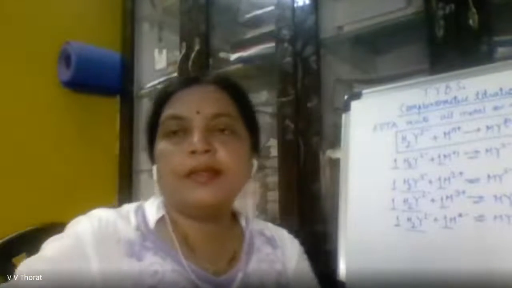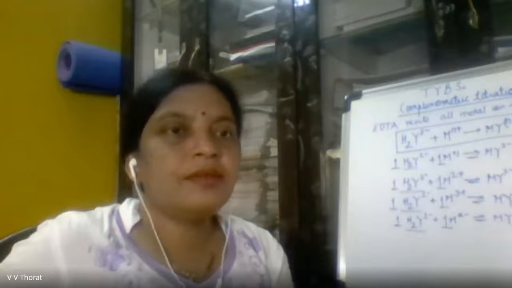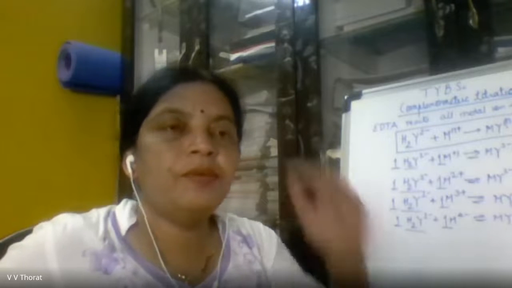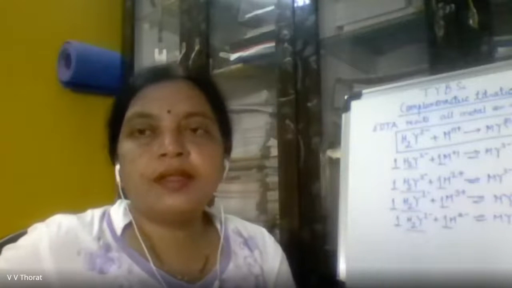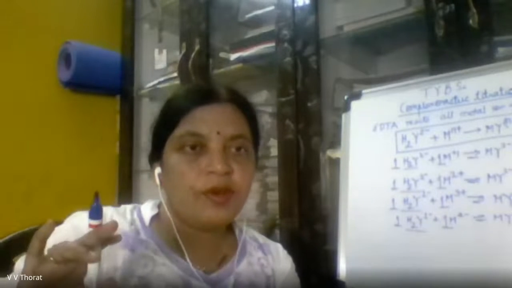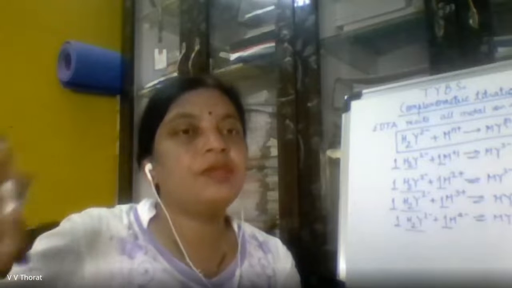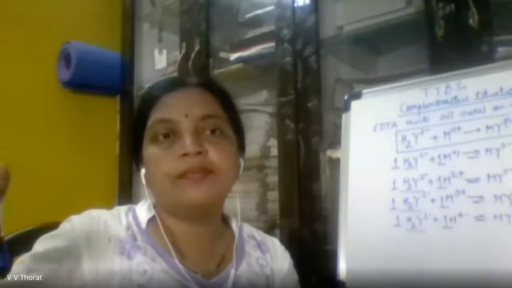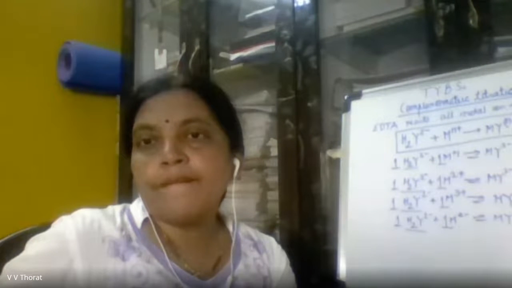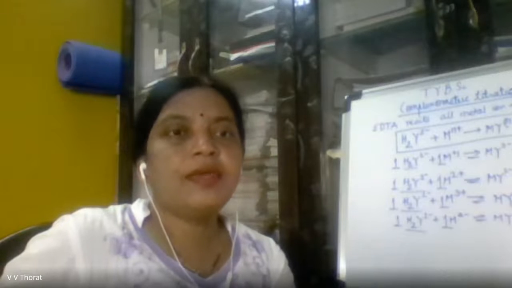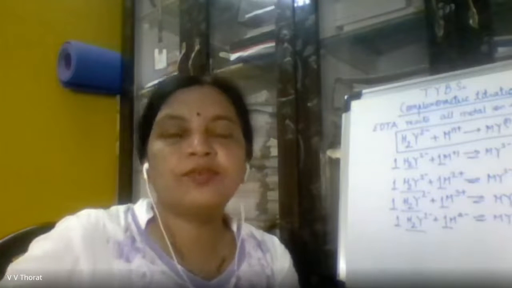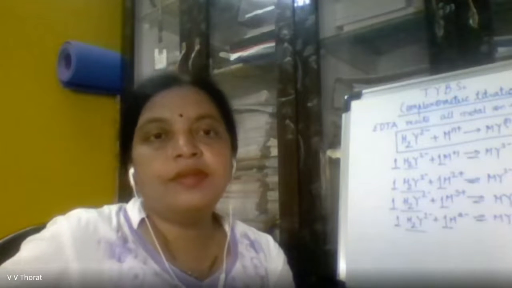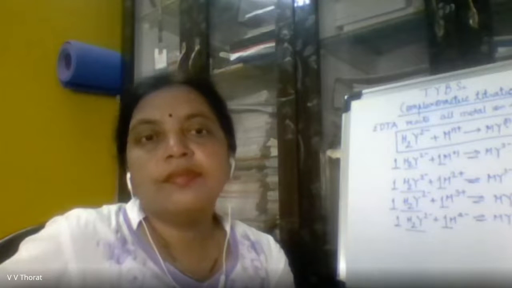Is this much part clear? Who will tell me? Natasha's number, yes Natasha, unmute. Yes, ma'am. EDTA reacts with metal ion in the ratio of 1:1, 1:2, 1:3, 1:4. What is the answer? Yes, Natasha, EDTA reacts with metal ion in the ratio of dash. What is the ratio? Unmute, Natasha. 1:1.